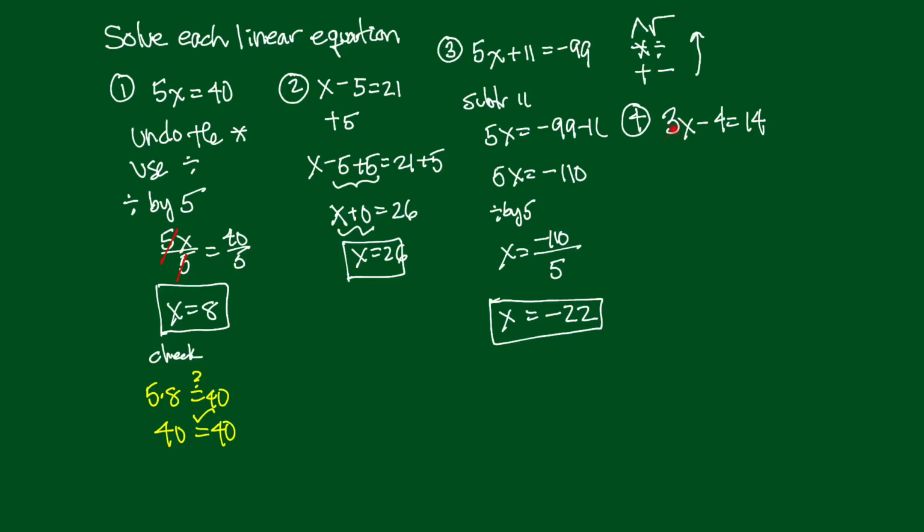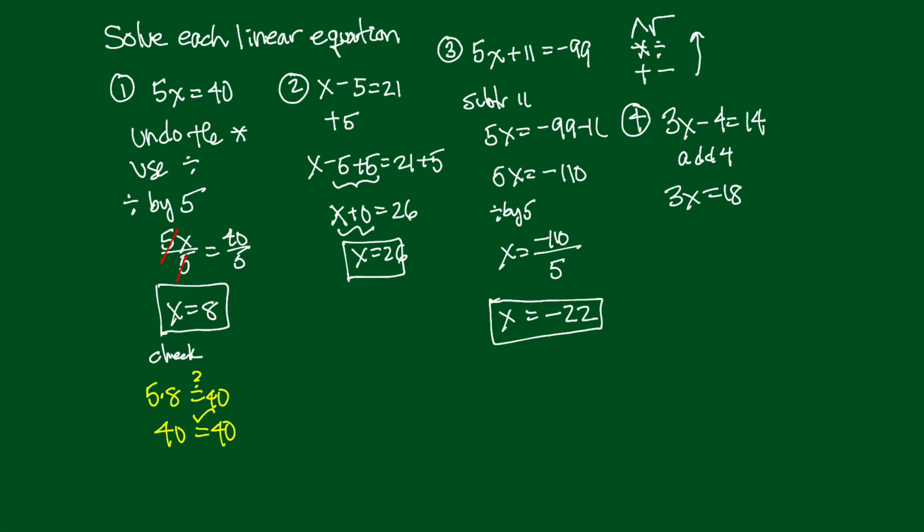Number 4, 3x minus 4 equals 14. Let's undo, using the order of operations in reverse. Undo that subtraction. So I'm going to add 4. So if I add 4 here, negative 4 plus 4 is 0. That's gone. And 14, add 4, you get 18. So I get 3x equals 18.